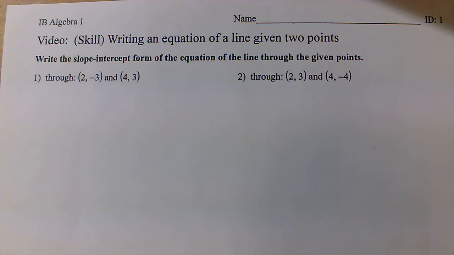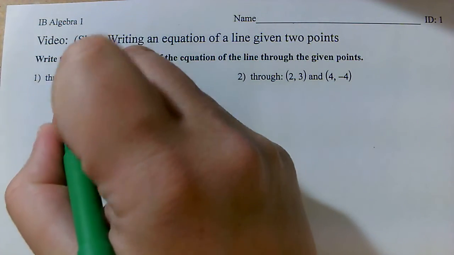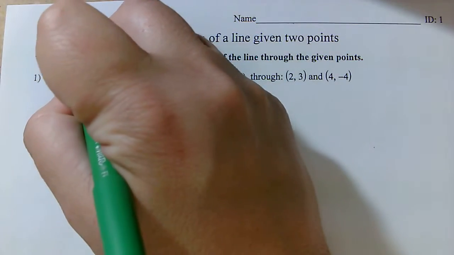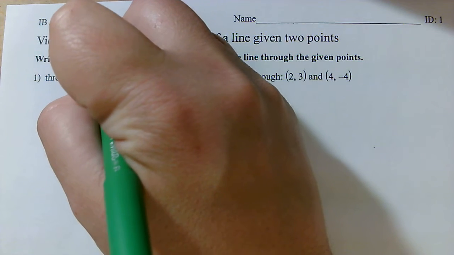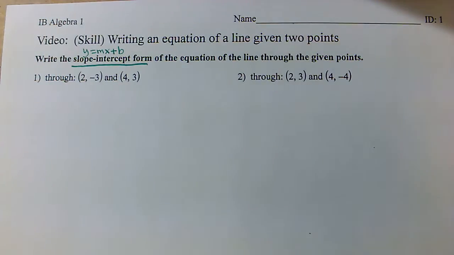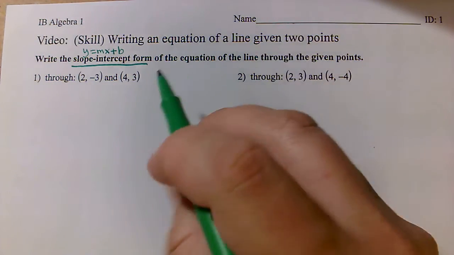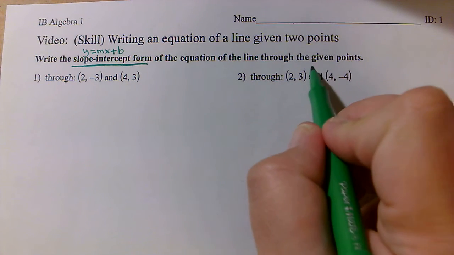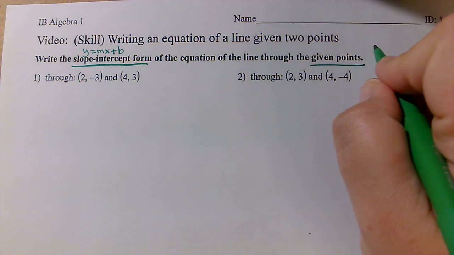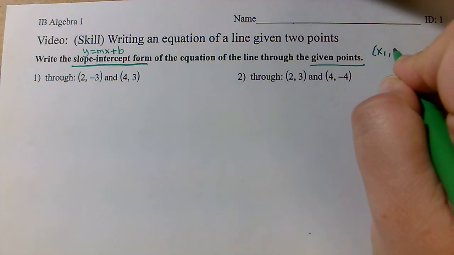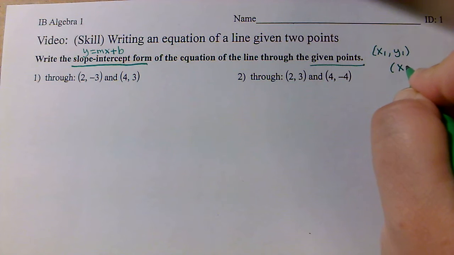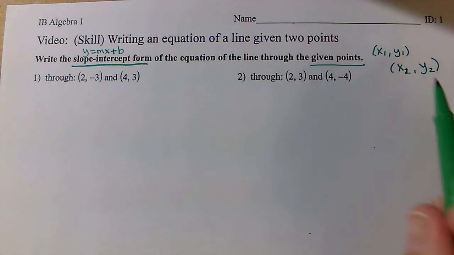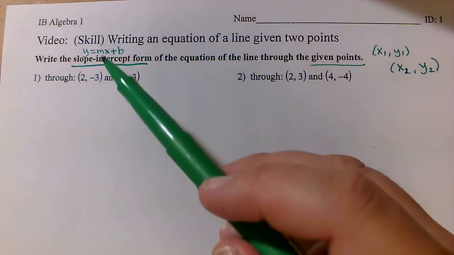So first we're going to start out with just reminding ourselves. It says write the slope-intercept form of the equation. So remember, slope-intercept form is y equals mx plus b. And in order to do that, we're going to be writing the equation of the line that goes through given points. The 2 points we're given are going to be in the form of x1, y1, and x2, y2.